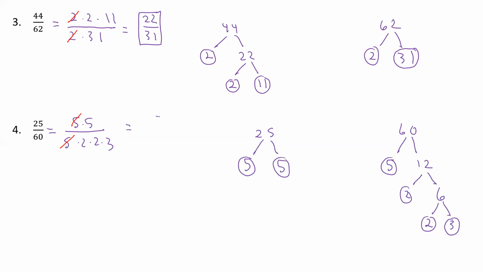So 5 is on numerator. 2 times 2 is 4 times 3 is 12. And that then is a reduced fraction.